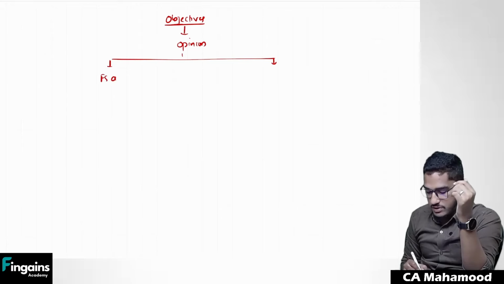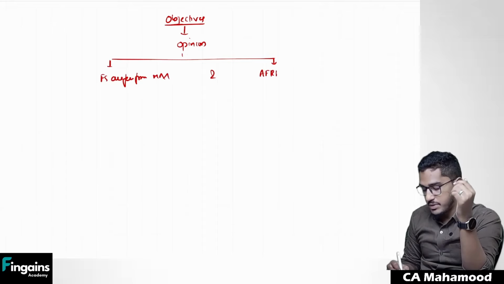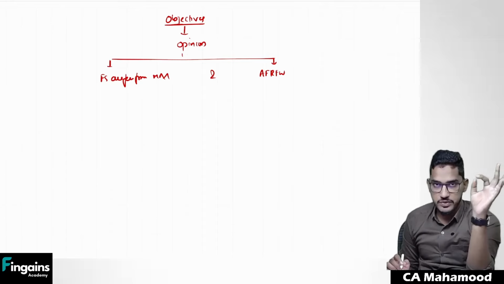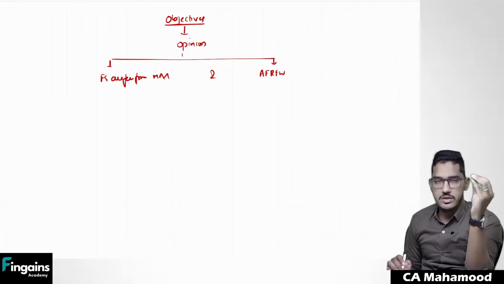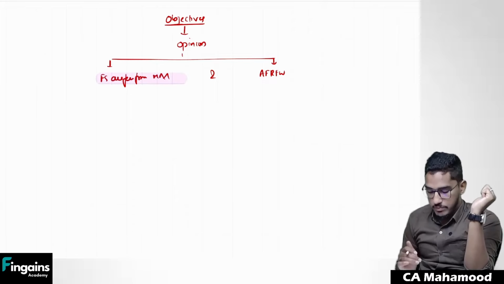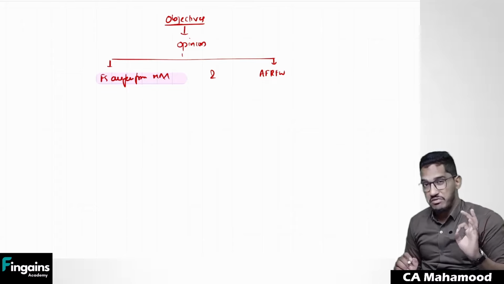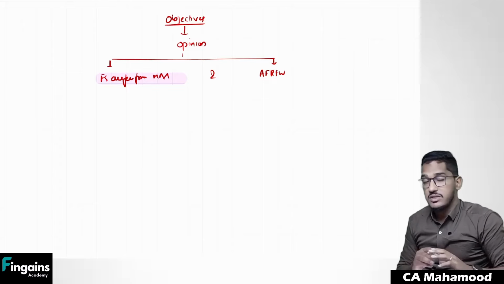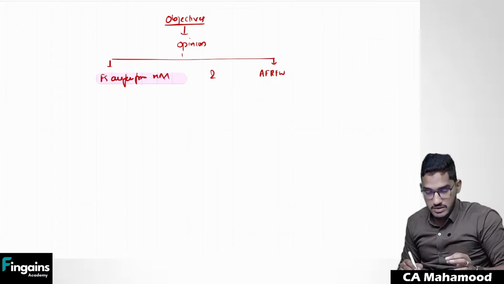Number one, whether financial statements are free from material misstatements, and whether financial statements are prepared as per the applicable financial reporting framework. We all know this from very long ago, in Introduction to Audit. We have understood this. Now here, the most important thing is financial statements should be free from material misstatements. Financial statements should not contain any material misstatements.